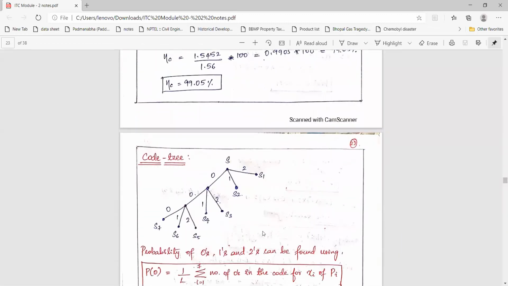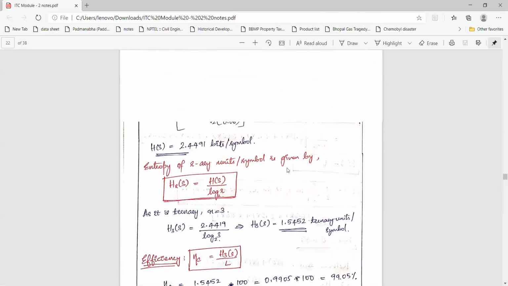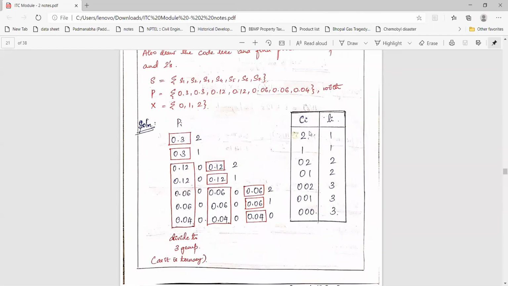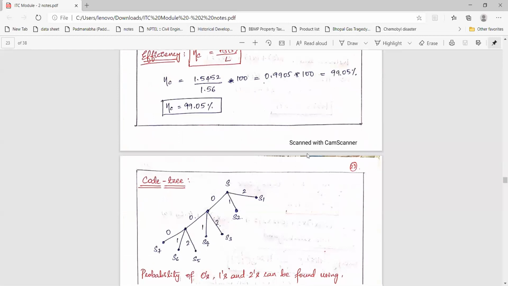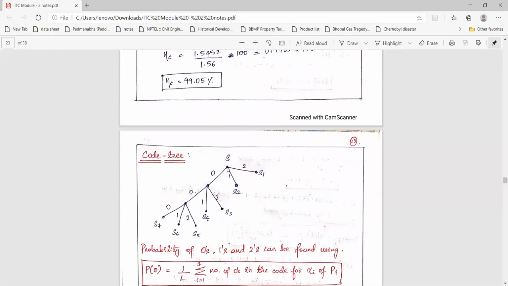And then next, how will we draw the code tree? First, we draw the root node, and then based upon the codes, for the first symbol we have got code 2, and for the second, we have got 1. So this is the root node, and in order to get symbol 1, I'll write 2 over here because the code for symbol 1 is 2, and then I'll terminate branching over here and name it S1, and the code for symbol 2 is 1.